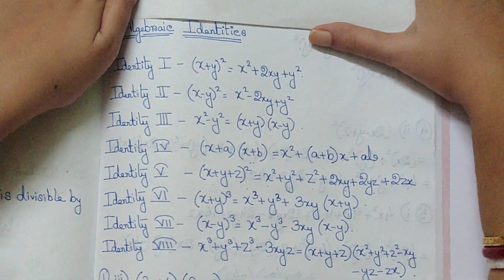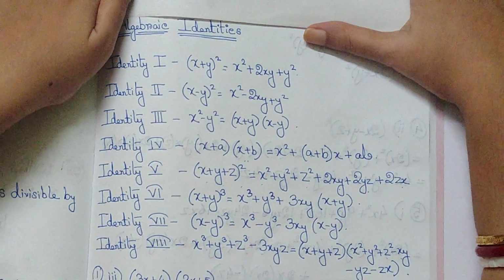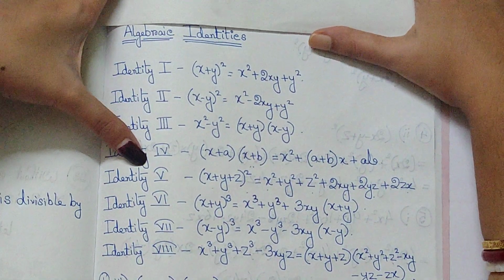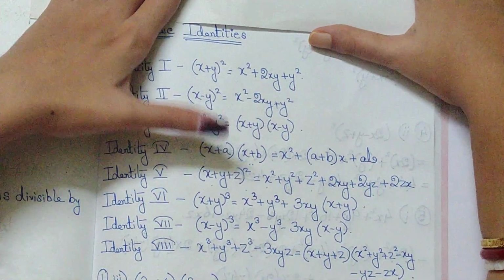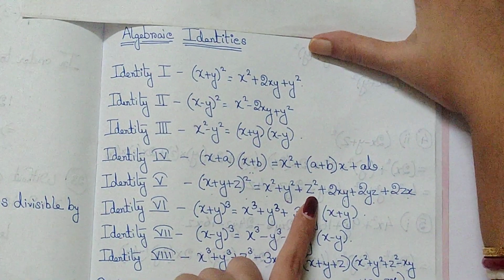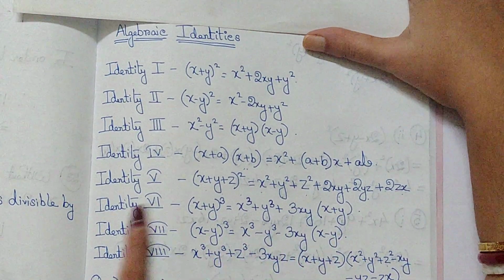Identity 4, x plus a into x plus b is equal to x squared plus a plus b into x plus ab. Identity 5, x plus y plus z whole square is equal to x square plus y square plus z square plus 2xy plus 2yz plus 2zx.